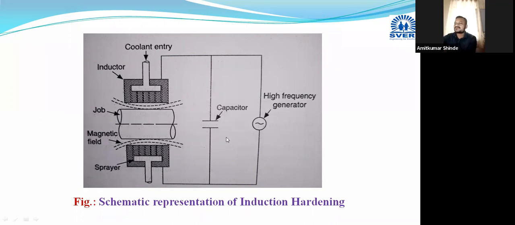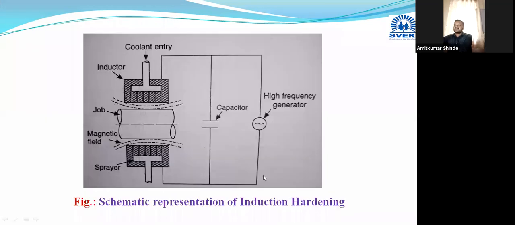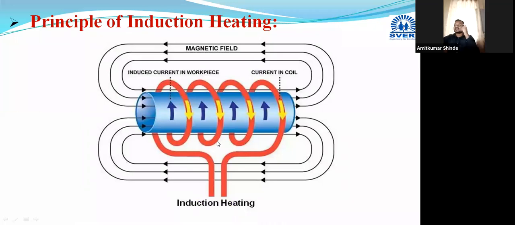Generally the frequency of alternating current used is 1000 hertz to 1 lakh hertz, and heating time is very short, 2 to 5 minutes, and the case depth achieved is 0.5 millimeter to 6 millimeter. After sufficient heating, the component is taken out and quenched in water by the immersion technique. After quenching, austenite is transformed to martensite, and a hard and wear resistant surface is obtained.